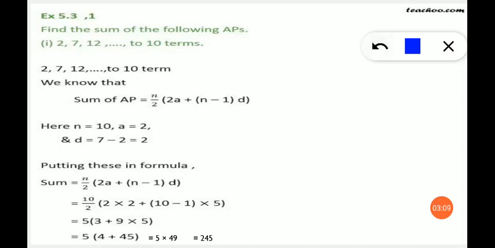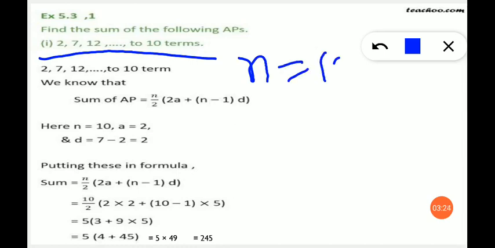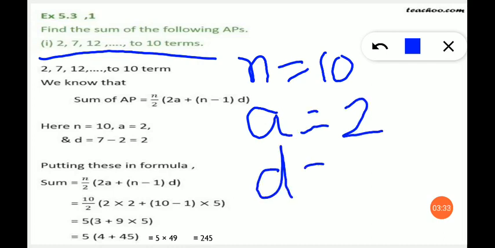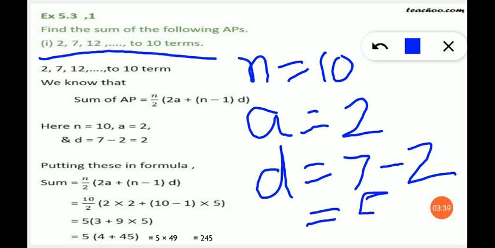towards Exercise 5.3. First question: we have to find the sum of the AP 2, 7, 12 up to 10 terms. Which means n is equal to 10. Our a is equal to 2. d, we know, is a2 minus a1, so 7 minus 2, which is equal to 5.